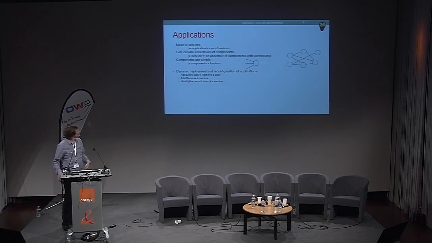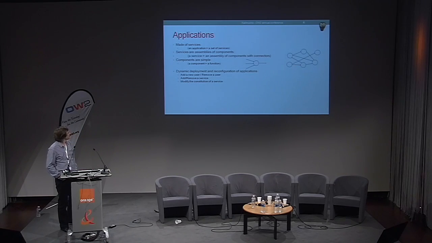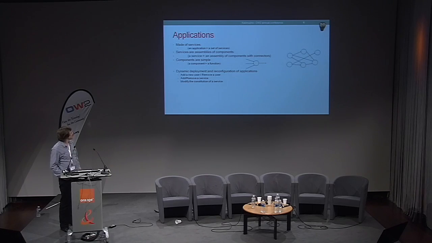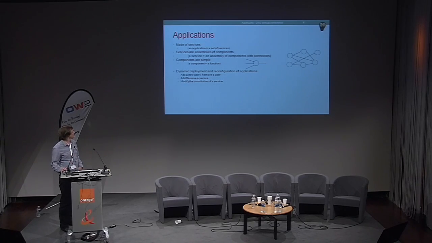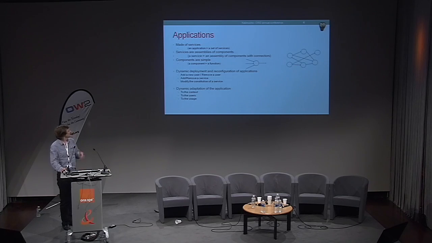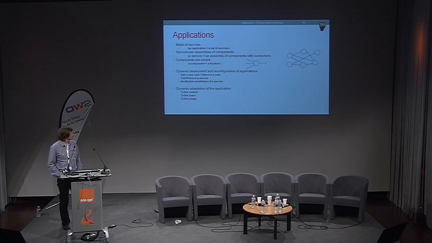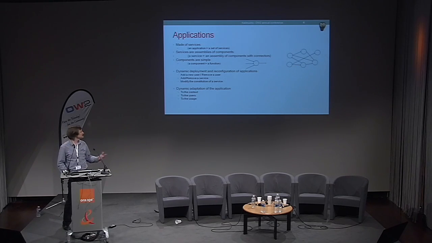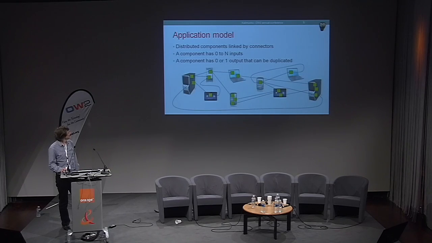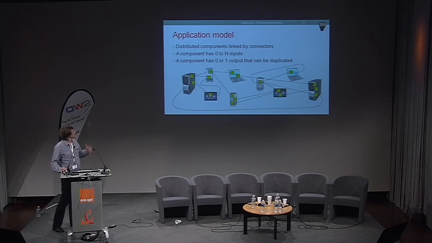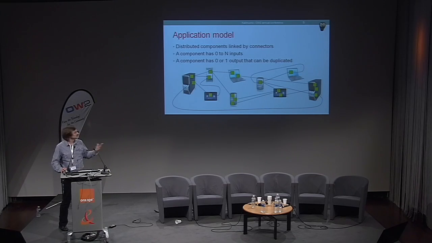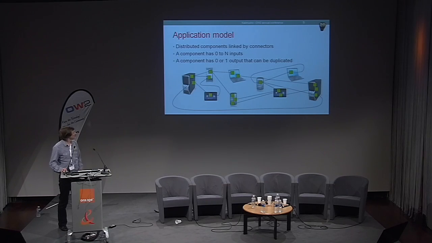So the deployment and the reconfiguration of applications allows us to add a user, remove a user dynamically, add a service, remove a service, or modify how a service is done. And we want to make a dynamic adaptation to the context, to the user, and also to the usage of the application. So our applications are like that. Some components distributed on some devices, and links. Each component has no input or as many inputs as we want, and only one output, but the output can be duplicated and sent to more than one.